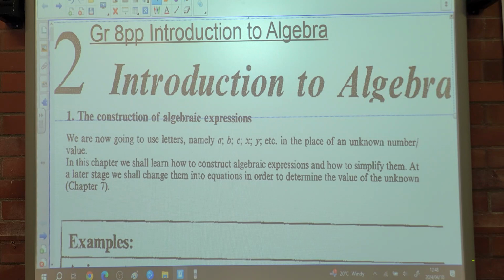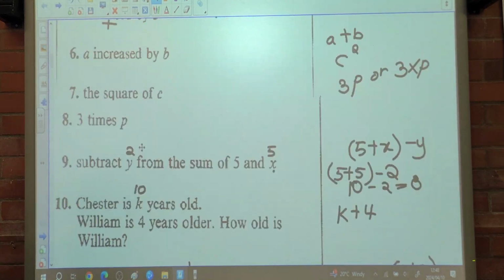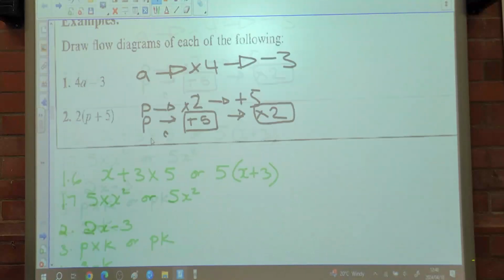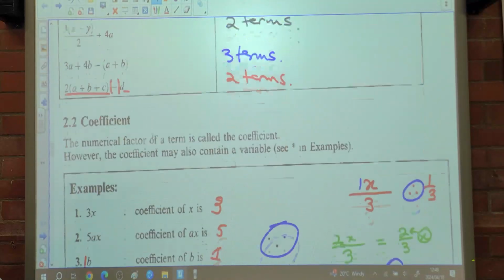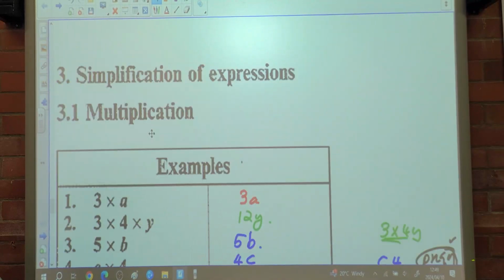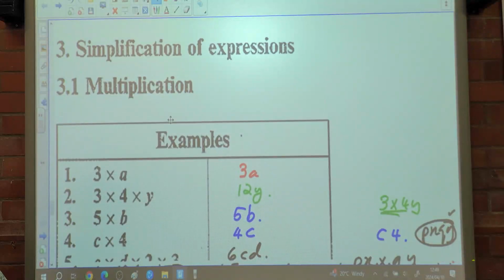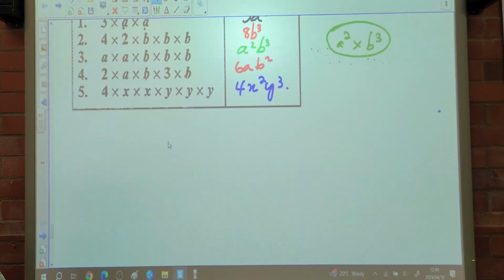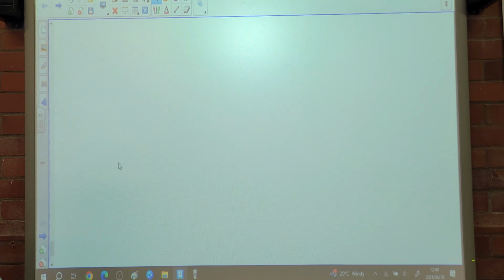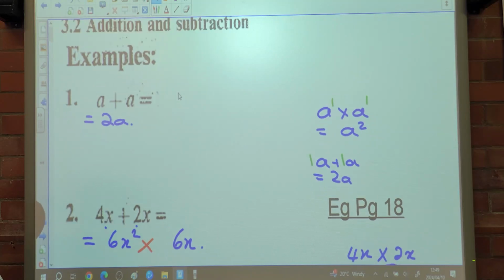Today we're looking at the introduction to algebra. Yesterday we looked at simplification of expressions, we looked at multiplication. And then we started off addition and subtraction.